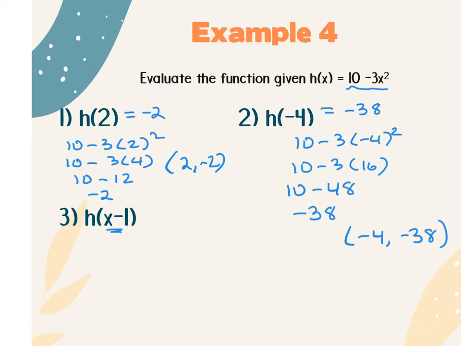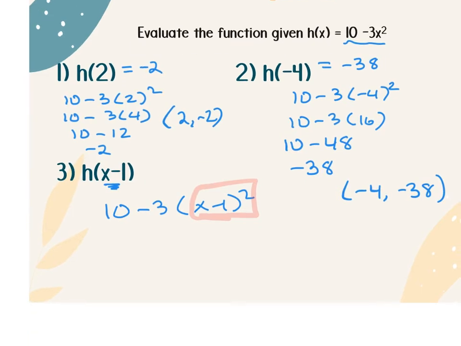Again, replace this whole thing for x. So 10 minus 3 times x minus 1 squared. Again, follow order of operations. We're going to do the binomial squared first, then we'll multiply. So I've got to FOIL this thing, or again, memorize the pattern. So 10 minus 3 times x squared minus 2x plus 1.